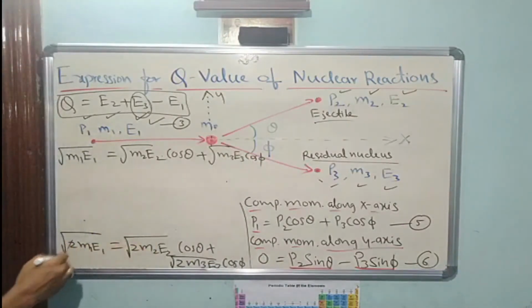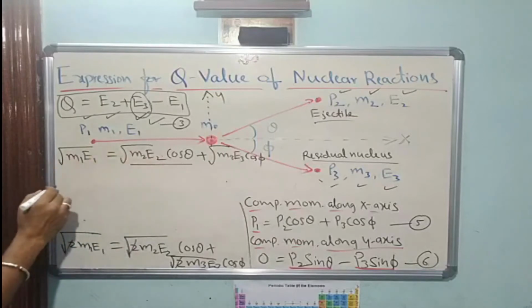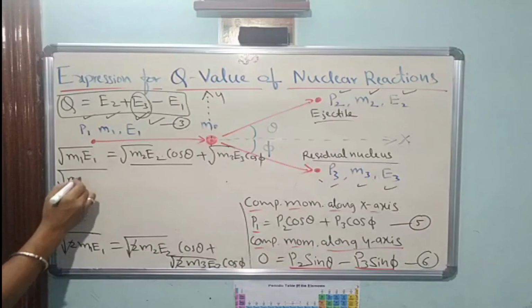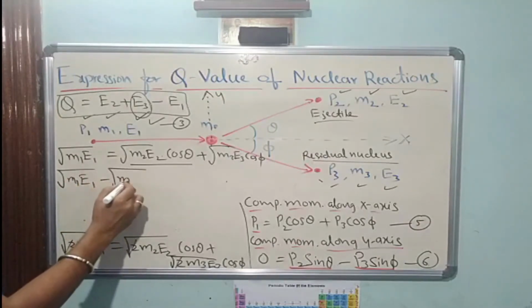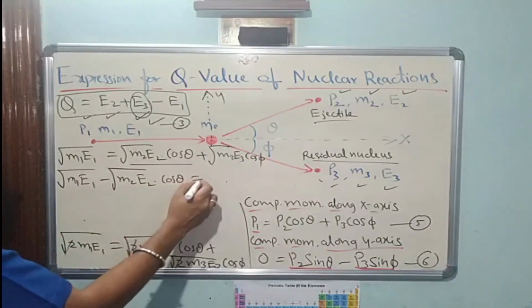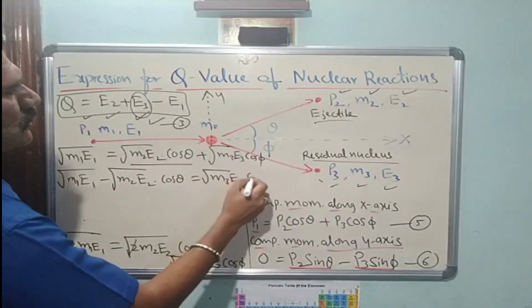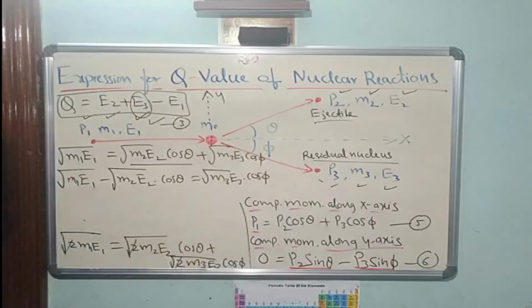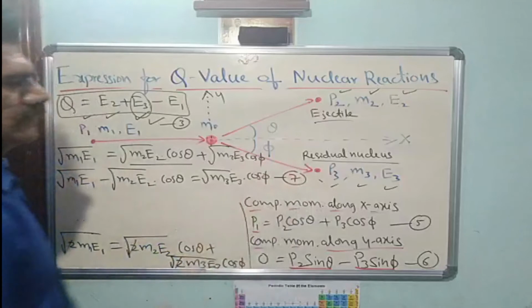So after cancelling this square root on both sides, now you take this square root of m2 E2 cos theta to the left hand side, you will get square root of m1 E1 minus square root of m2 E2 into cos theta is equal to square root of m3 E3 into cos phi. Okay, now let it be equation number 7.